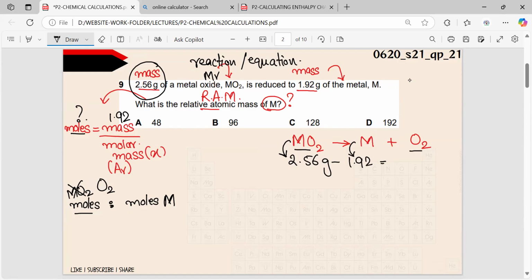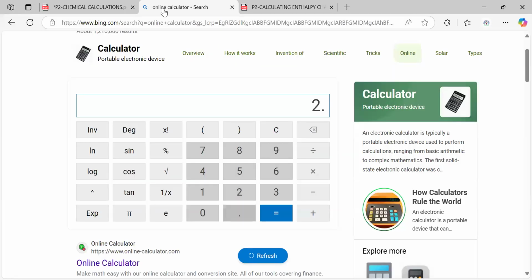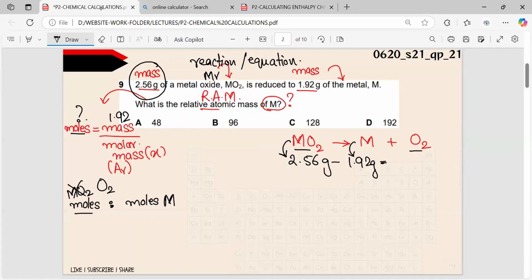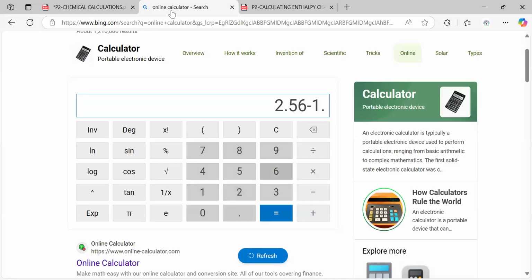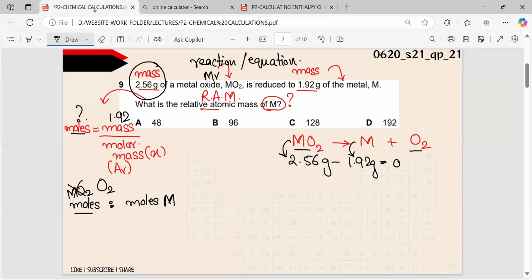So we can do 2.56 minus 1.92, and it gives us 0.64. So the mass of oxygen is 0.64 grams.